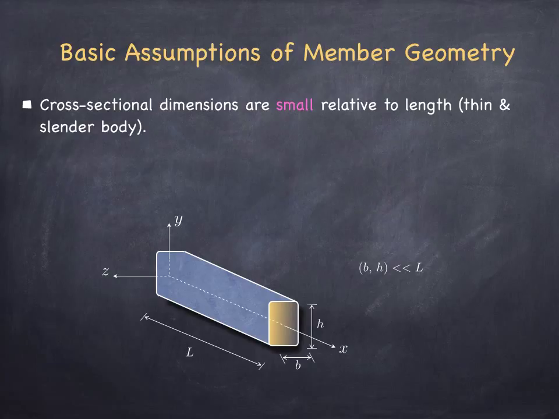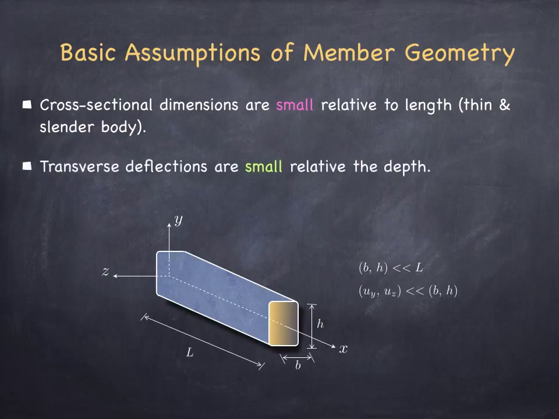So here in the graph, B and H denote some characteristic dimensions of the cross-section, which does not necessarily have to be rectangular, but is shown as a rectangle for the sake of argument here. We want those two dimensions to be much smaller than L, the length of the beam. Here, Y and Z denote the cross-sectional coordinate axes, and X is the axial coordinate of the beam.